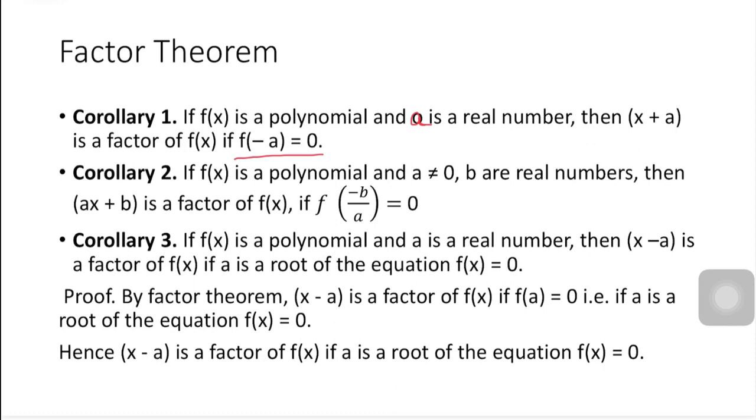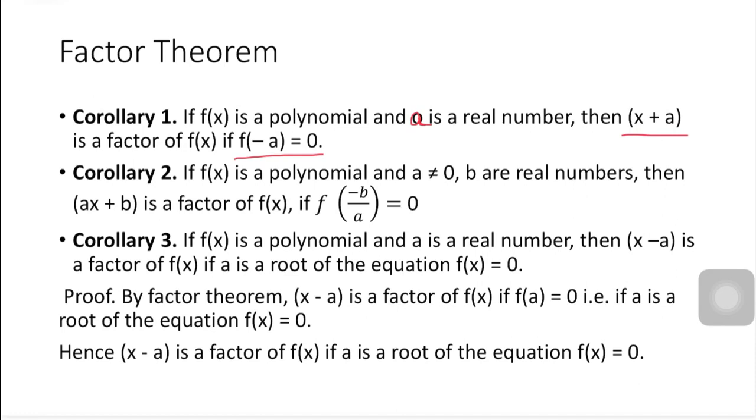Same thing, right? In the remainder theorem, what we learned is that if we divide a polynomial by x plus a, then the remainder equals f of minus a. If that remainder equals 0, f of minus a equals 0, then x plus a must be a factor of f(x), and that's what is written in the corollary.